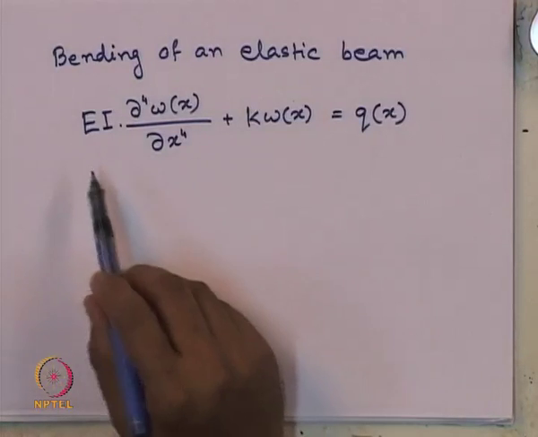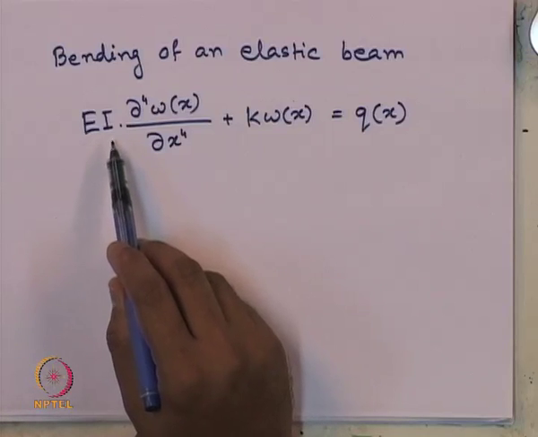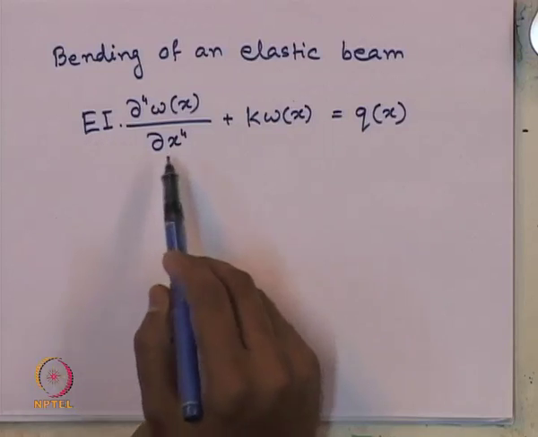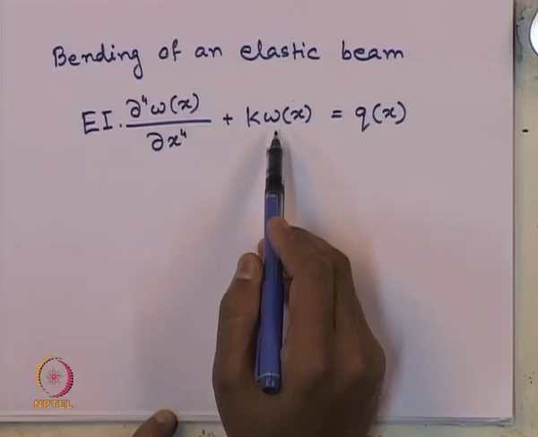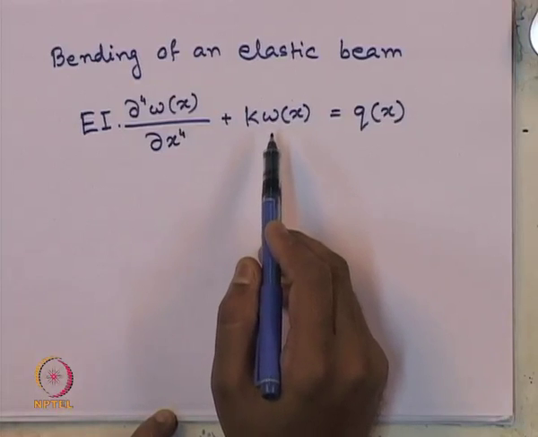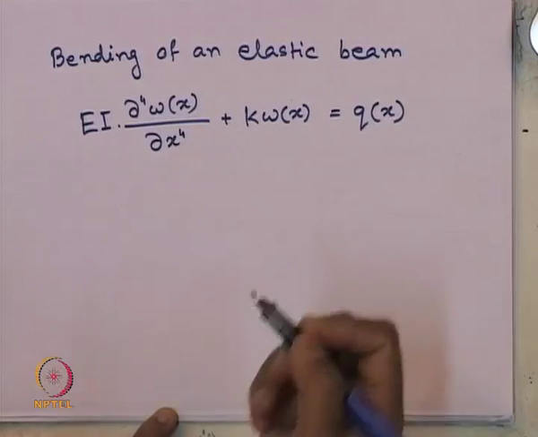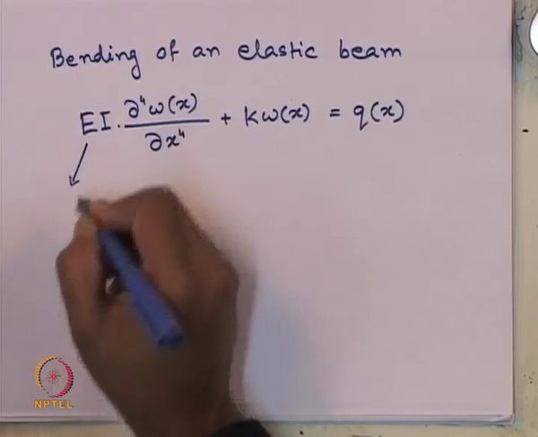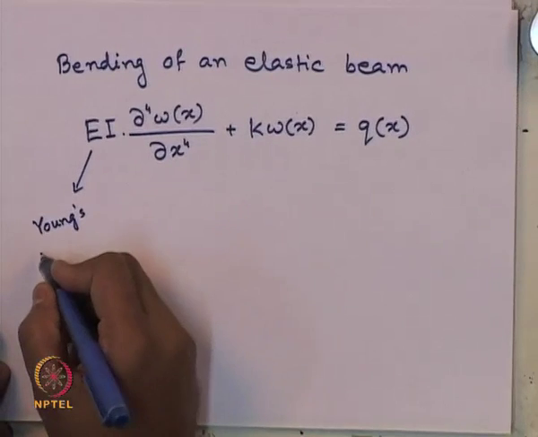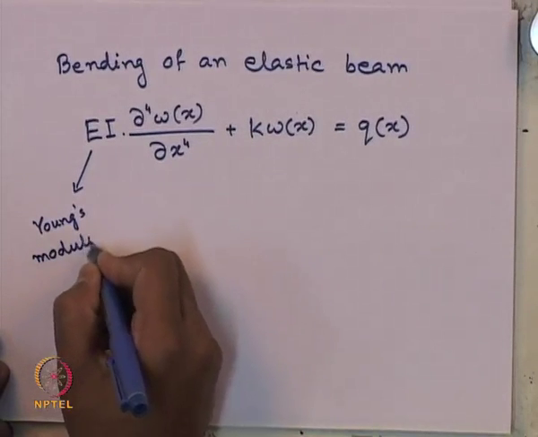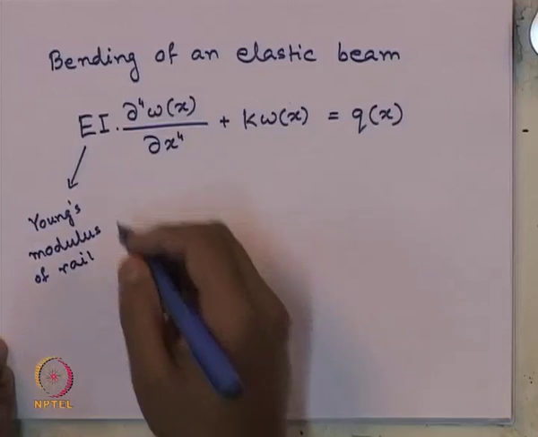In this case, what we have is E, the Young's modulus of the railway track. I is the moment of inertia of the track. This k w(x) is nothing but the continuous distributed pressure exerted by the ties on the rail base. Okay. So, this is the Young's modulus of rail, means track material.